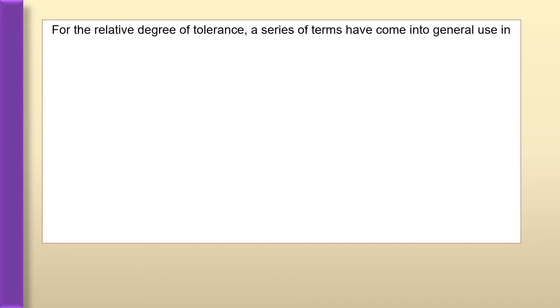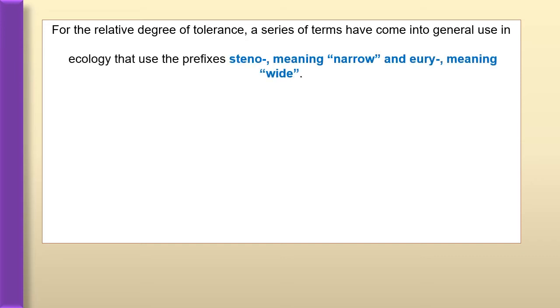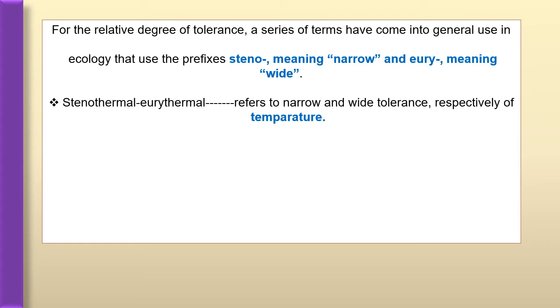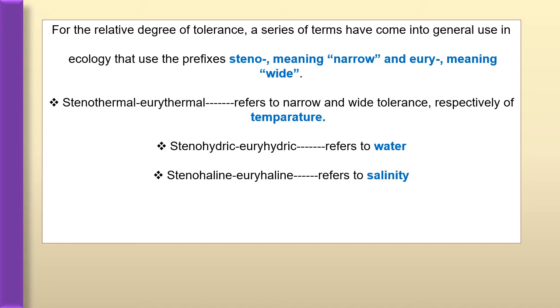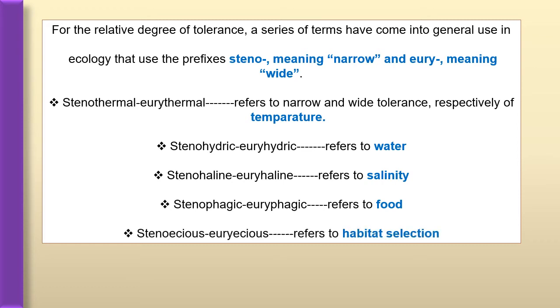For the relative degree of tolerance, in ecology, a series of terms can be used. For steno, we can use narrow, and for eury, we can use wide. For temperature fluctuation, one can use stenothermal and eurythermal, which refer to narrow and wide tolerance range. Like for water, one can use stenohydric, euryhydric. For salinity, stenohaline, euryhaline. For food, stenophagic, euryphagic. And for habitat selection, stenoecious, euryecious.